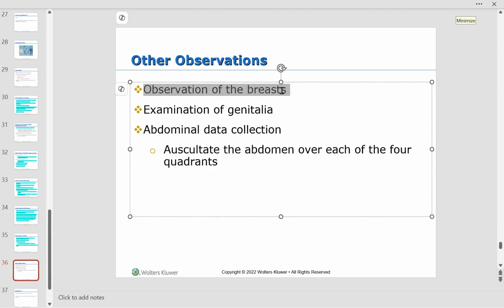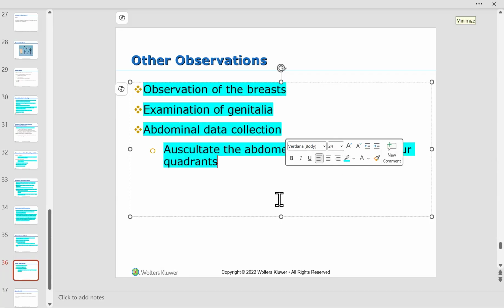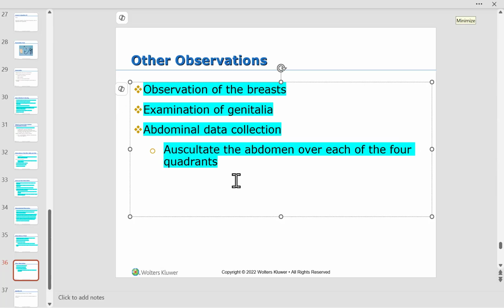Observation of the breasts. Have they had surgery? Right. Bowel sounds, super important. And we're going to go over that in lab too. You must listen to bowel sounds in all 4 quadrants of the abdomen. And you must listen up to 5 minutes per quad. Okay. Because if you don't hear sounds, it's an emergency. That's a life or death situation. Okay.